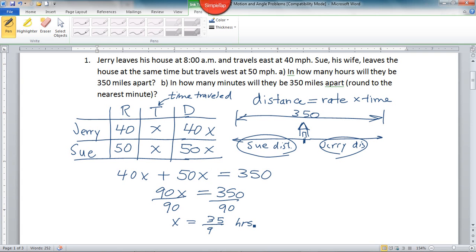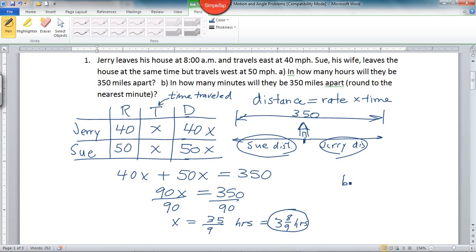Not quite 4 hours. Now, that's part A. How many hours are they? If you convert that to a mixed number, that's 3 8/9 hours. So that's part A's answer.